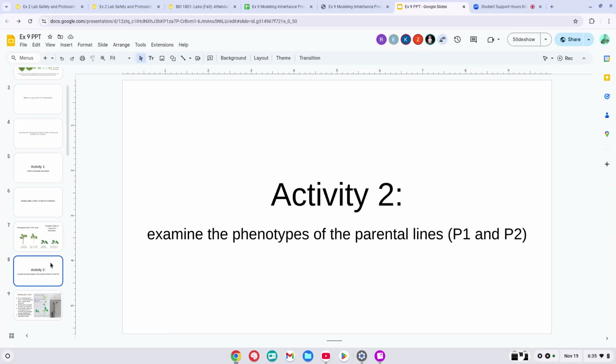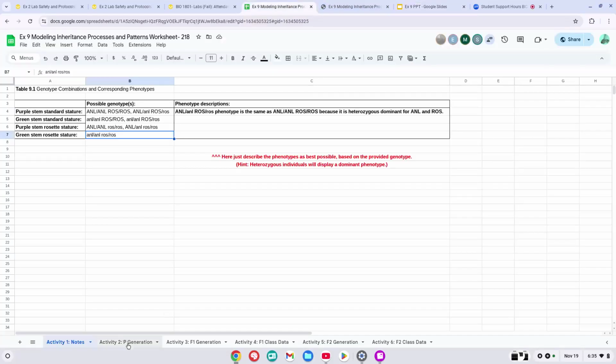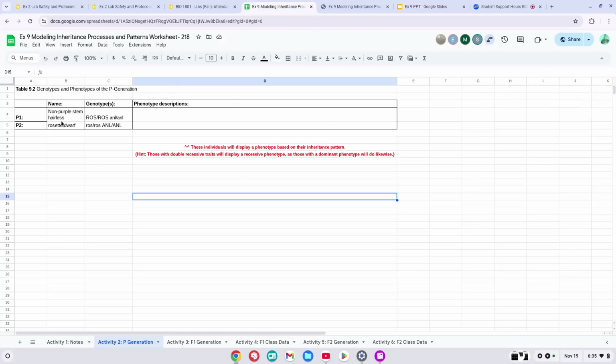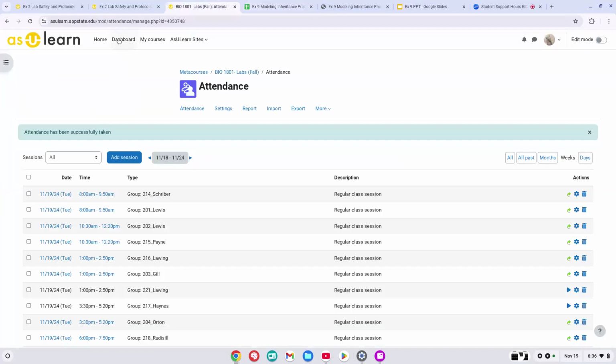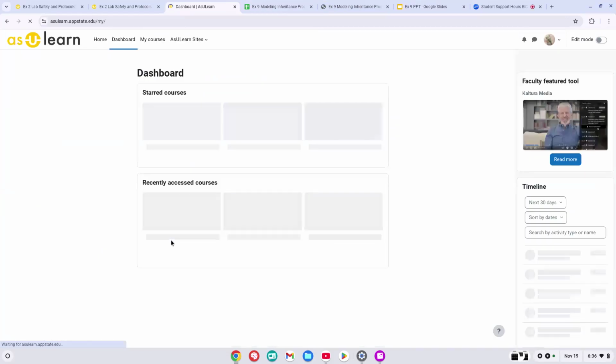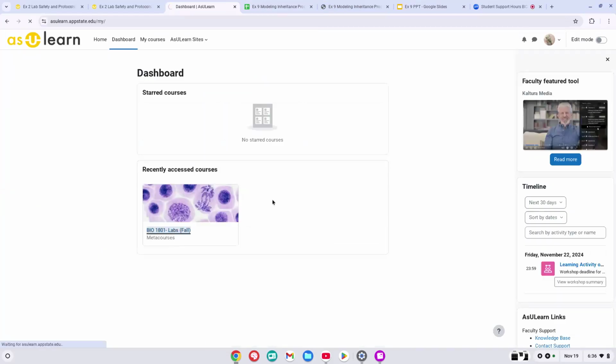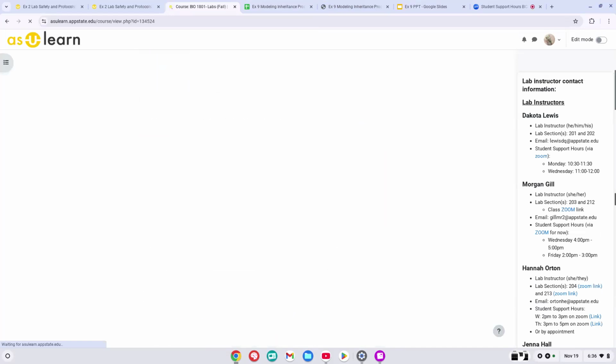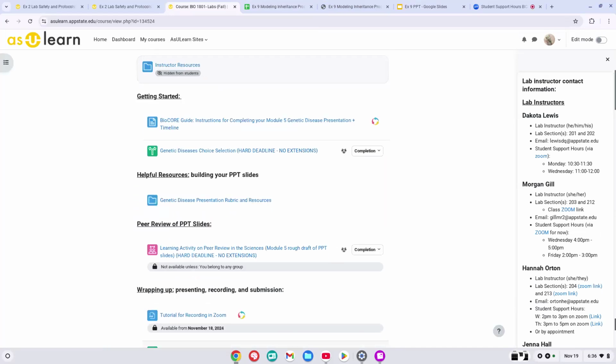So now that you've had a minute to recap on that, I want you to examine the phenotypes of the parental lines. So we're going to jump back here and go to activity 2, P generation. We've got purple stem and hairless, and then we've got rosette dwarf. Again, we're looking at those genotypes and phenotypes in that P1 generation. Let's go to the dashboard too, because there's also something else I'm going to assign you guys in just a minute with the groups.